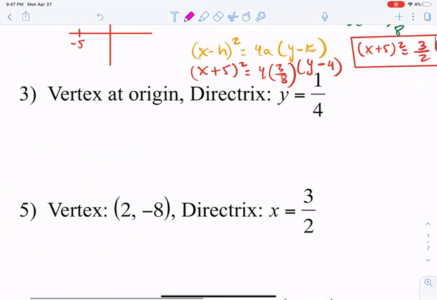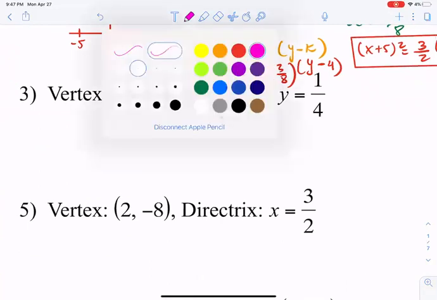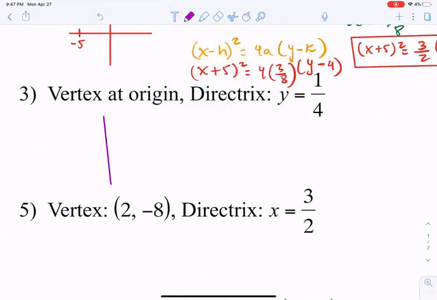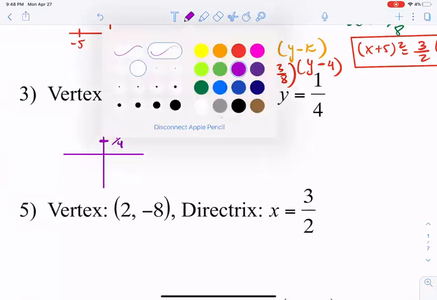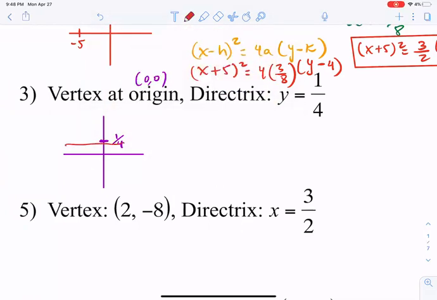Number 3. The vertex is at the origin. Again, same idea as the previous problem. So I'm here, I'm at the origin. Origin means 0, 0, right? And remember this, and now I need to find the directrix. The directrix is 1/4. 1/4 is here, right? That implies that this directrix is something like that.